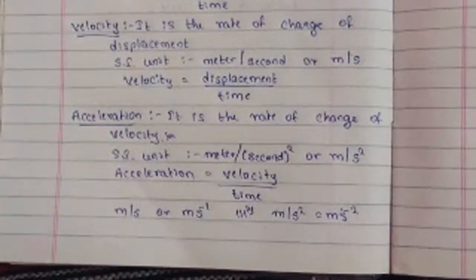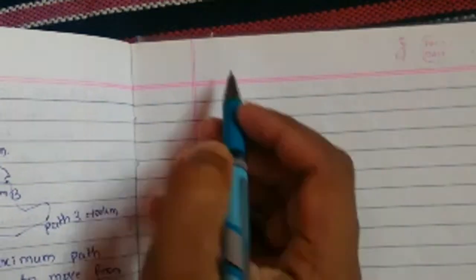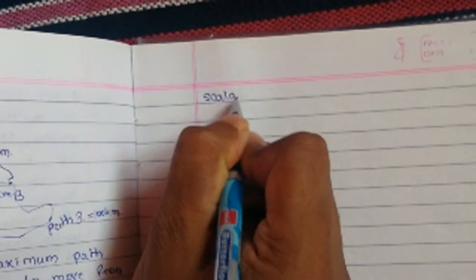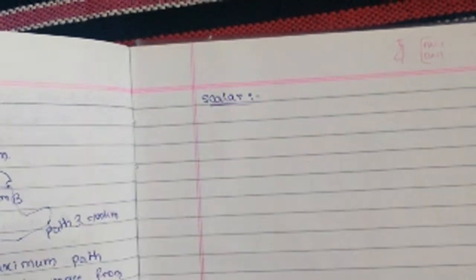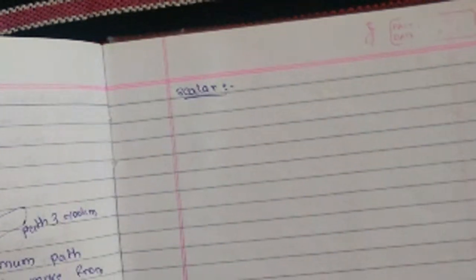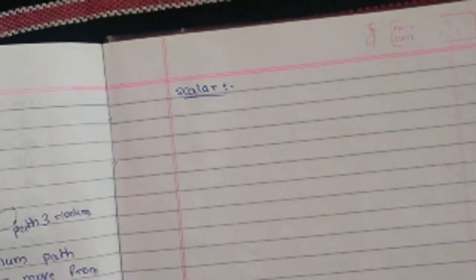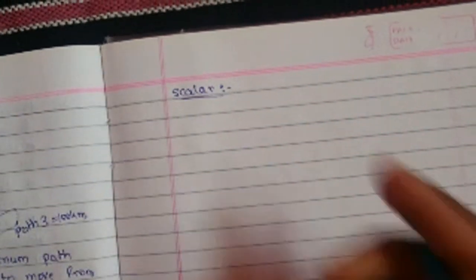Then comes another term, that is scalar and vector quantity. Scalar, the physical quantity that is having only magnitude.